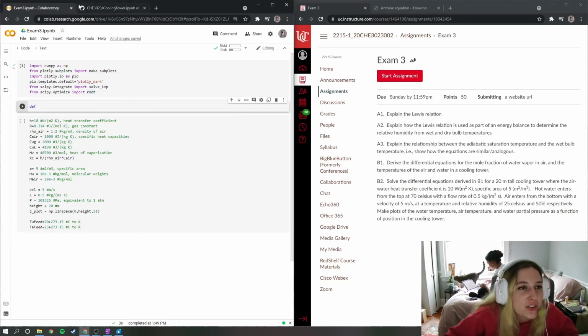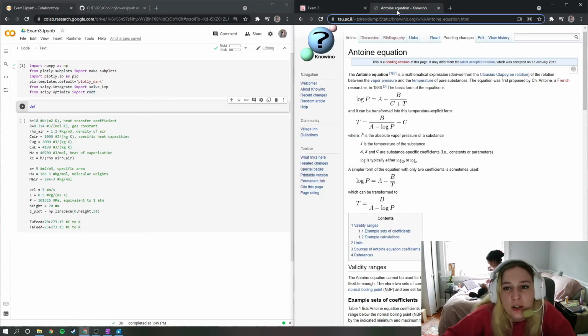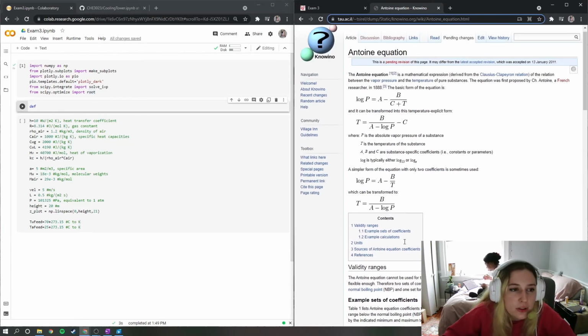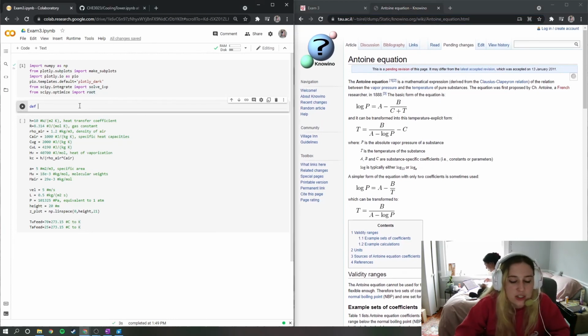But anyways, so we're going to find the saturation pressure based on the Antoine equation, and I actually Googled the Antoine equation, and so I already have the tab pulled up. And I also found the coefficients, the ABC coefficients in the Antoine equation for water below the normal boiling point, so I'm going to input those in a second. But first we just need to name it, so I'm just going to name it PV for vapor pressure, because the Antoine equation is the expression of the relation between the vapor pressure and the temperature of the substance.